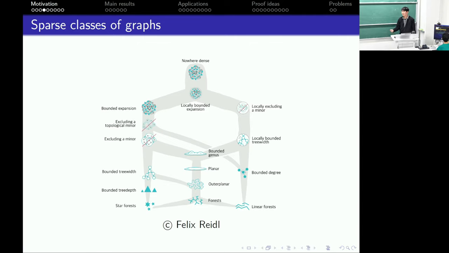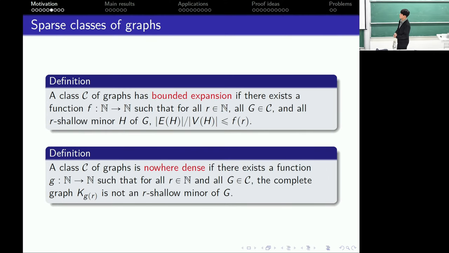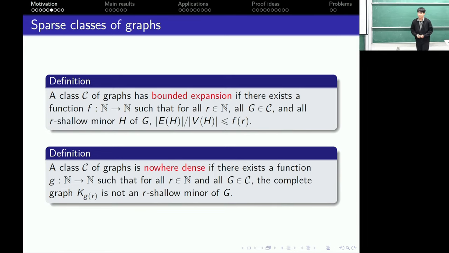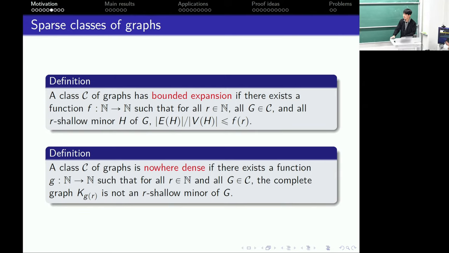Sorry, would you go back to the definition of nowhere dense? So bounded expansion implies nowhere dense. Can you slowly explain why? Because the complete graph has the largest possible edge density on each number of vertices.